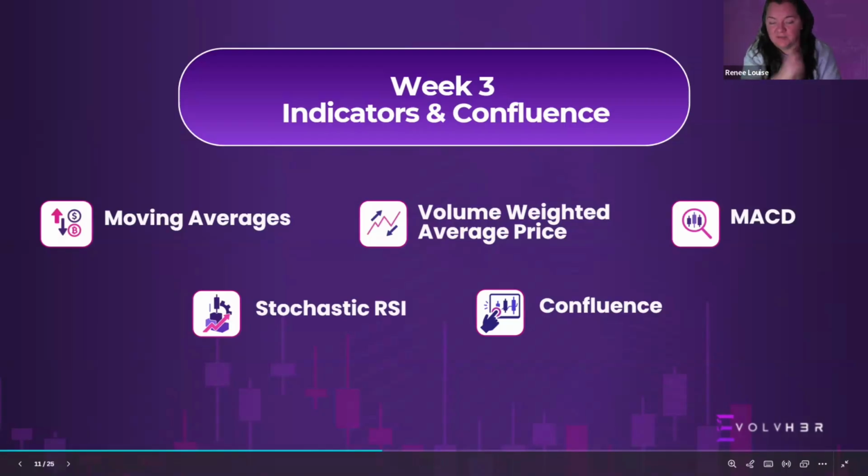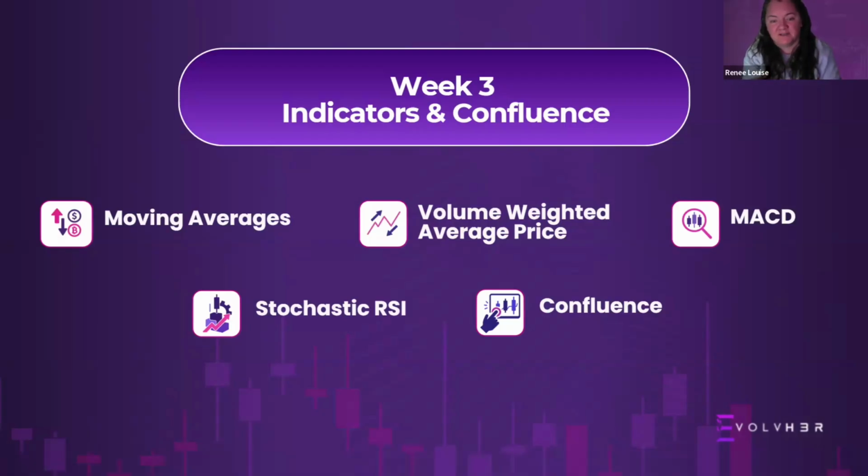We went over a little bit in the previous week, but moving averages, how to use those moving averages, the VWAP, which is the volume weighted average price line, the MACD, which is another oscillator indicator, stochastic RSI, which is another oscillator. Oscillators are basically ones that just go up and down, and then how to use them together to create confluence in your trading.